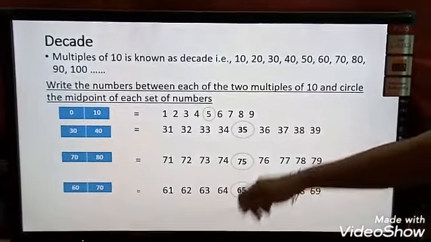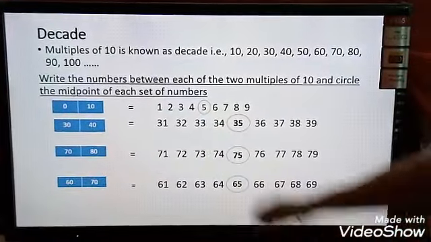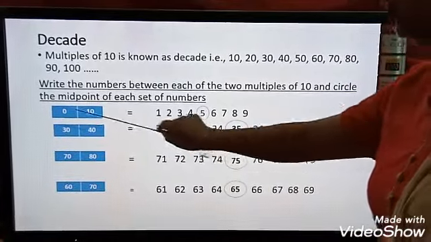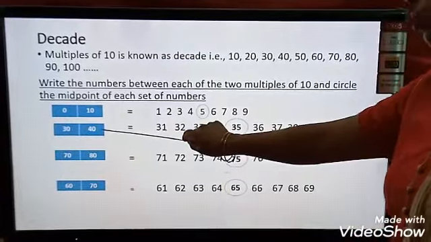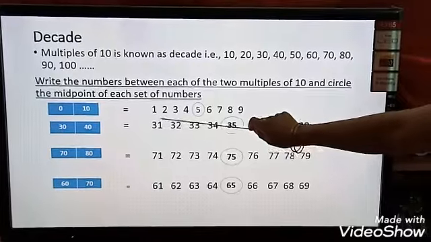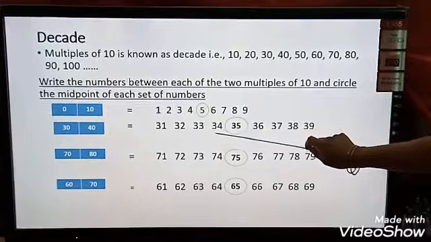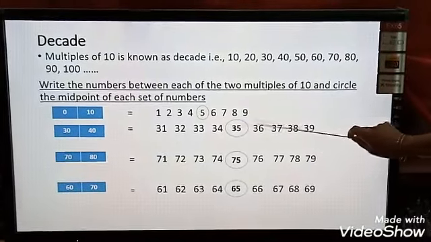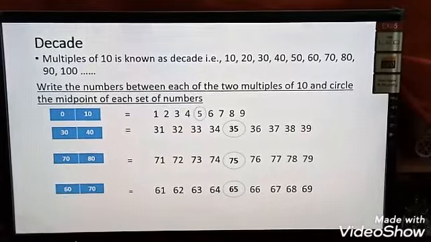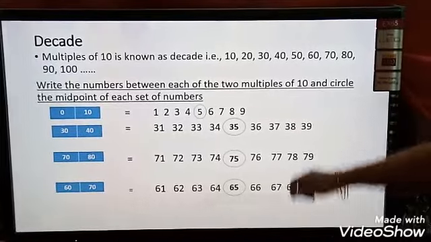Next, we will find the midpoint between 30 and 40. Again, when you want to find the midpoint between 30 and 40, you will not write 30 as well as 40. You will start from 31. So start writing 31, 32, 33, 34, 35, 36, 37, 38 and 39. Again, do it in the same way as explained over here.